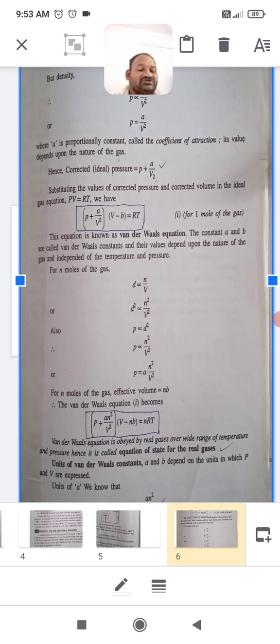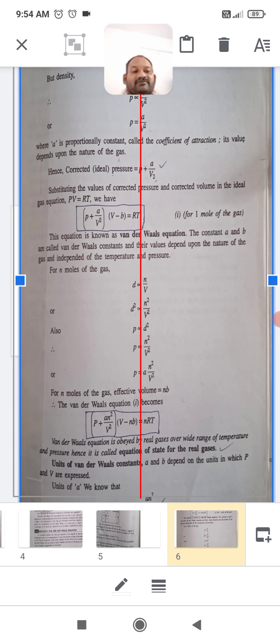The van der Waals equation is obeyed by real gases over a wide range of temperature and pressure, hence it is called the equation of state for real gases. Units of the van der Waals constants a and b depend on the units in which P and V are expressed. So p is equal to a n square by V square.